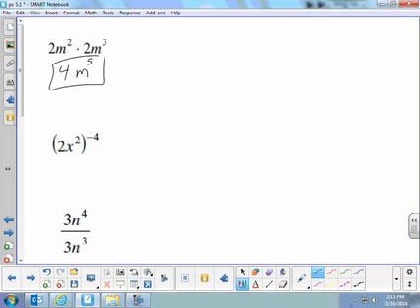Well, the next one, there's actually a couple different ways that you could go about doing this. I'm going to start by applying that -4 to everything on the inside of the parentheses. So I have 2 to the -4, x to the -8. I don't want to have negative exponents, so right now it is in the numerator. I want to move it down to the denominator. When I move it down to the denominator, it becomes positive. 2 to the 4th is 16, x to the 8th.